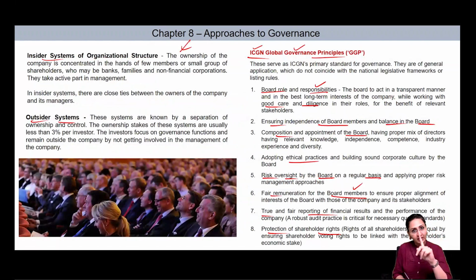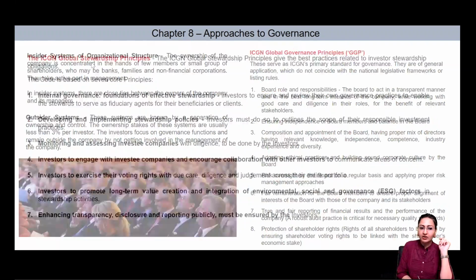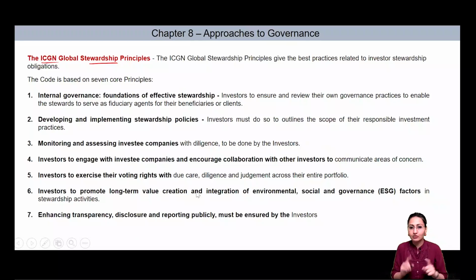One, we are talking about the governance principles. Here, we are talking about stewardship principles. So these two are different. They are 7 in number. Stewardship principles are 7 core principles.